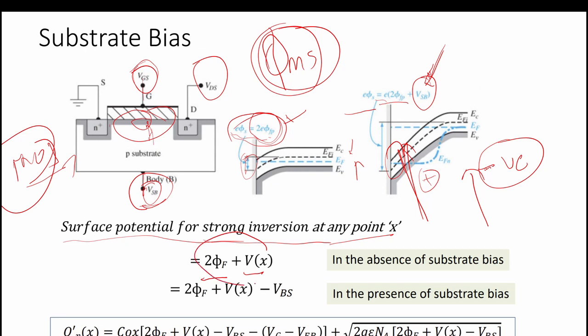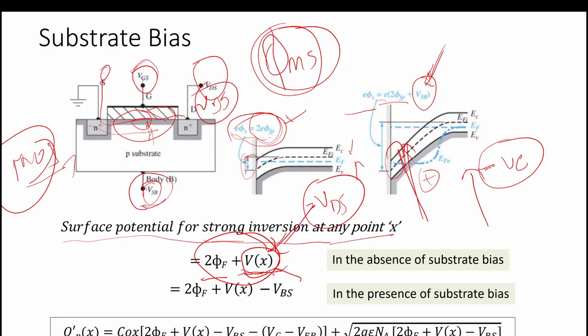So initially it was like this because of the source-drain voltage. This Vx carries the information of the source-drain voltage VDS. At one junction it is 0, at the other junction it is VDS. Therefore there will be a VDS drop in the channel. We are assuming that it is dropping linearly, a linear drop in the voltage. So there is Vx.